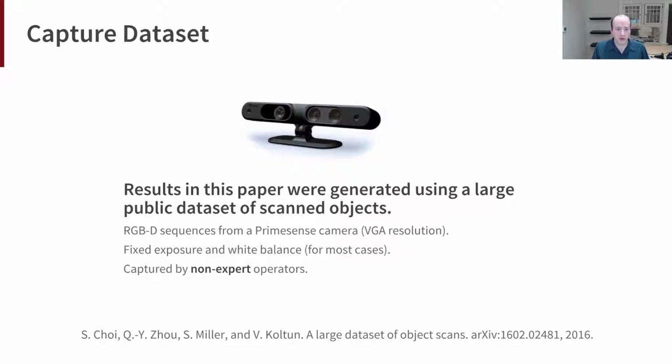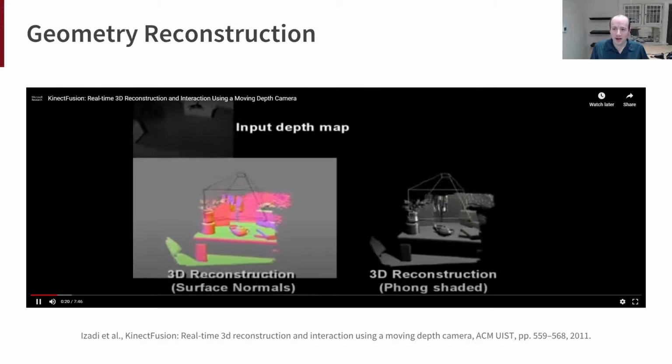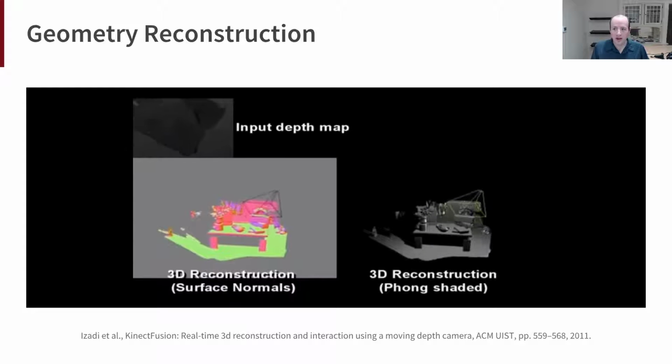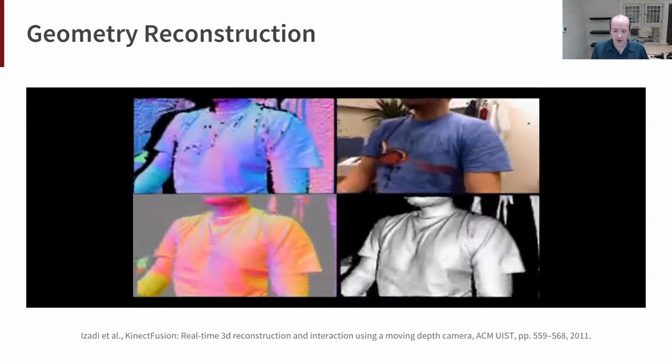All of the results shown in this paper were generated using sequences from a large public dataset of object scans, which were captured by non-expert operators using a handheld PrimeSense camera. Remember PrimeSense cameras? The geometric model was generated using a straightforward application of the widely used Kinect fusion algorithm. This process also computes coarse camera trajectories. Given how ubiquitous this method is, I'm not going to describe it further here.